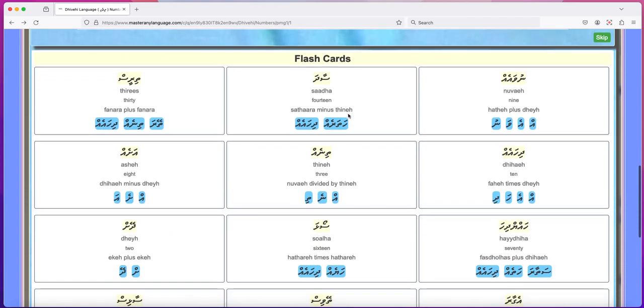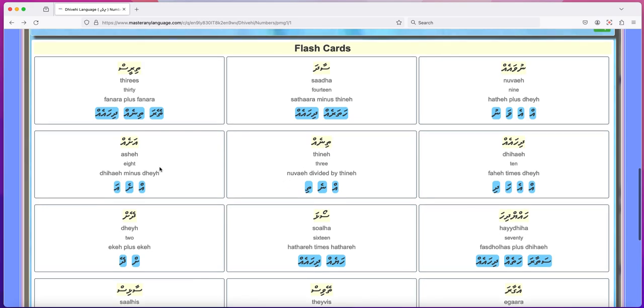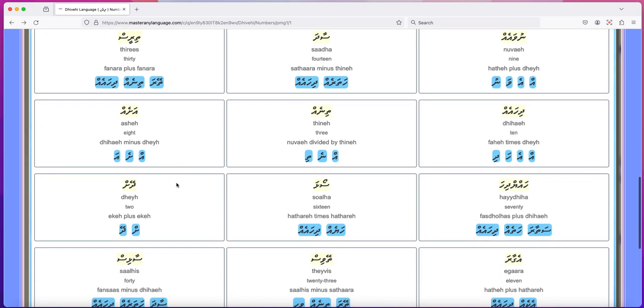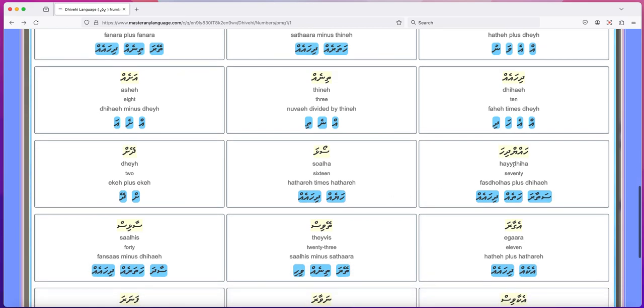Okay, so. Oh, Tine. Tine is 3. Ashe, okay, we got that. Ashe was 8. Soalha is 16. Wow. I wouldn't have gotten that. 70 is Haidiha.